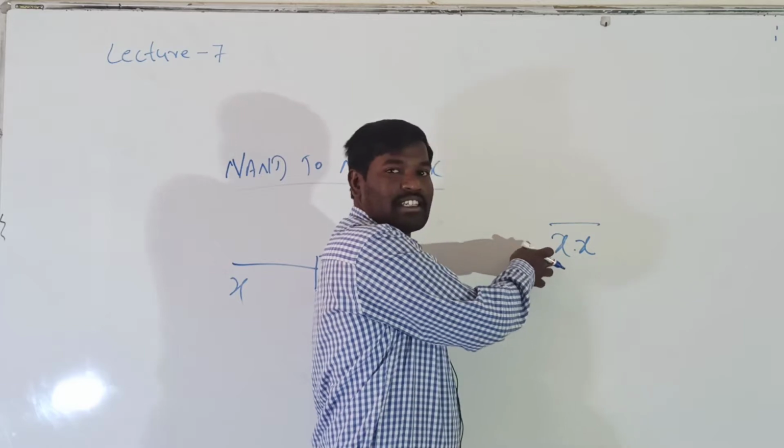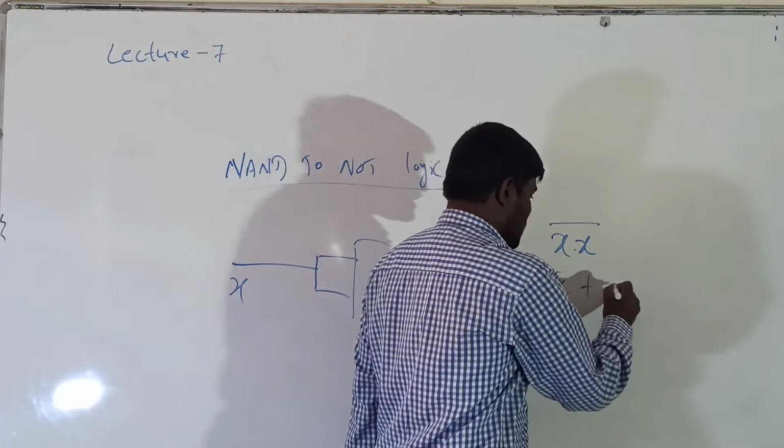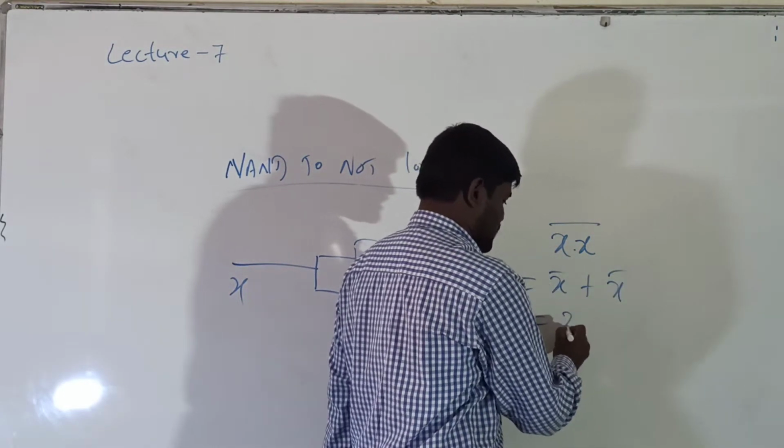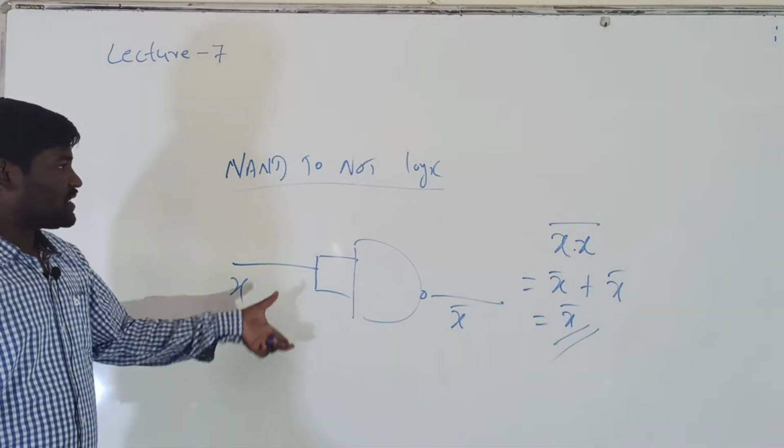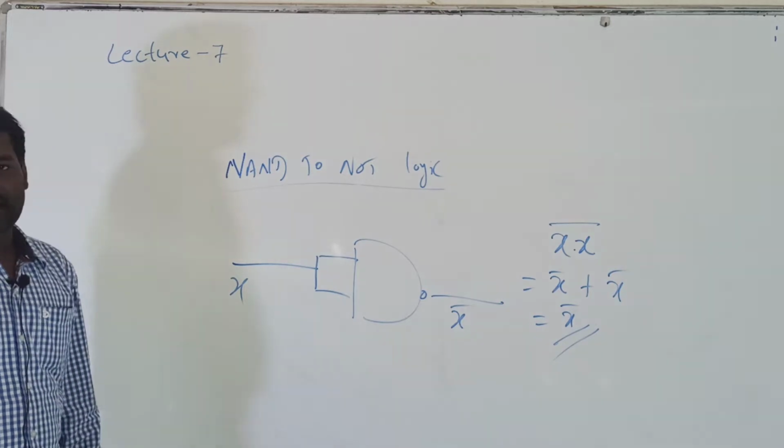Applying the De Morgan's theorem, that is X bar plus X bar. Finally X bar plus X bar is X bar. So this is the logic of NOT using the NAND gate.